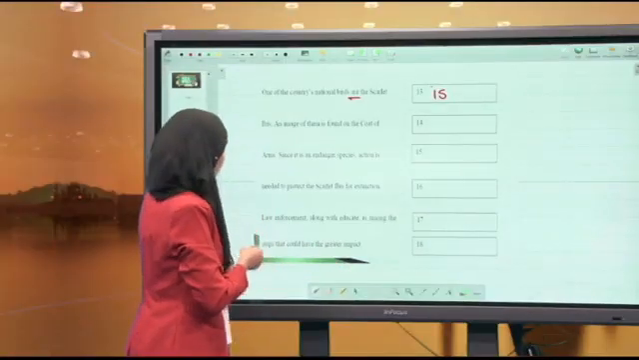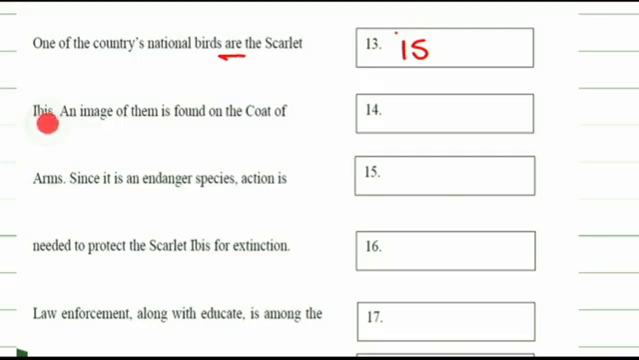So let's look at line number 2. Ibis, an image of them is found on the coat of. What is your answer? I wish I could peep into some of the papers right now, okay? So if you had them, you are correct. But what is your correction? What is actually your correction? Identifying is 1 mark, but remember you want a maximum of 2 marks in each line. So instead of them, it should actually be it. Once again, we're going to explain this a little more in depth a little later on, okay? Line 3.